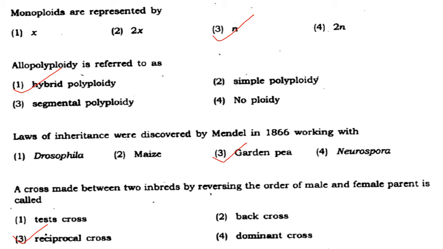Next one. Laws of inheritance were discovered by Mendel in 1866 working with option 1 Drosophila, 2 maize, 3 garden pea, 4 neurospora. Answer is option 3 garden pea. Next one. A cross between two inbreds by reversing the order of male and female parent is called option 1 test cross, 2 back cross, 3 reciprocal cross, 4 dominant cross. Answer is option 3 reciprocal cross.